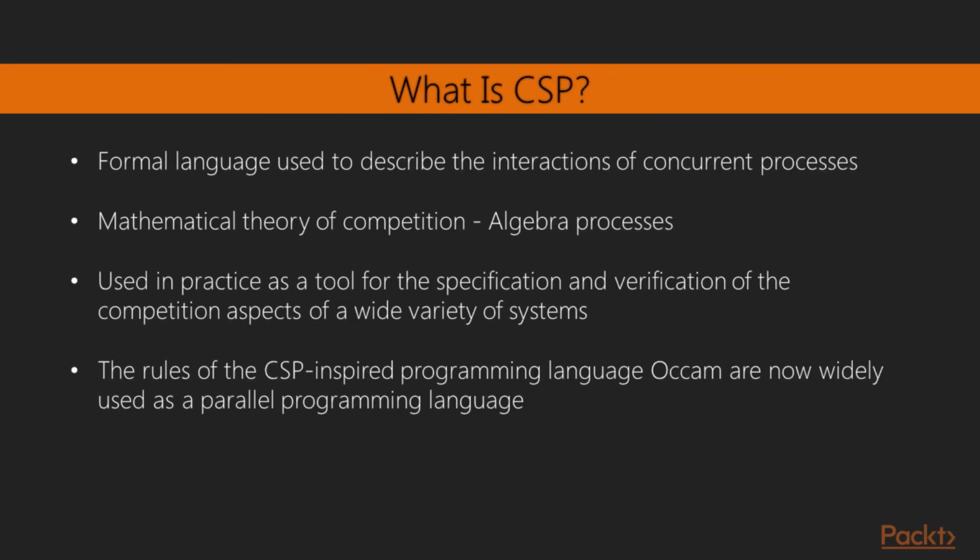CSP is a formal language used to describe the interactions of concurrent processes. It falls under the mathematical theory of concurrency, which is known as process algebra. It's been used in practice as a tool for the specification and verification of the concurrent aspects of a wide variety of systems. The rules of the CSP-inspired programming language Occam are now widely used as a parallel programming language. For those of you who are interested in CSP's theory, we suggest that you go through Hoare's original book, which is available online at this link.